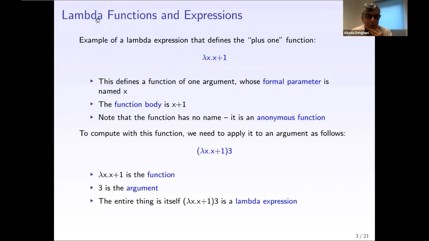So the Lambda function is defined something like that. That's the syntax of the Lambda function definition. You have the Lambda symbol here, then you have the input, then a dot, and then you have the function body. That's the Lambda function, which calculates for you the plus one, not the summation, only the plus one. That means if you receive x as the input, then the output would be that input plus one. This defines a function of one argument whose formal parameter is named x. The function body is x plus one. Note that the function has no name.